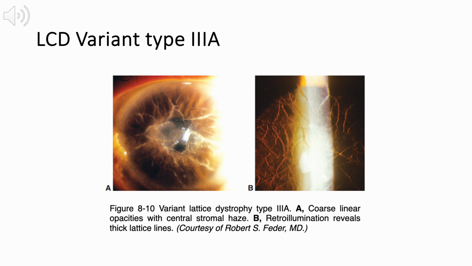Here is an example of lattice variant type 3A. Unlike the classic form, type 3A presents later in life and is associated with much thicker, ropey lattice lines and more severe recurrent erosions. The central stroma often develops dense haze, and retroillumination reveals the striking thick lattice lines extending across the cornea. This variant is characterized by heavy amyloid deposition, leading to more rapid progression and significant visual loss.